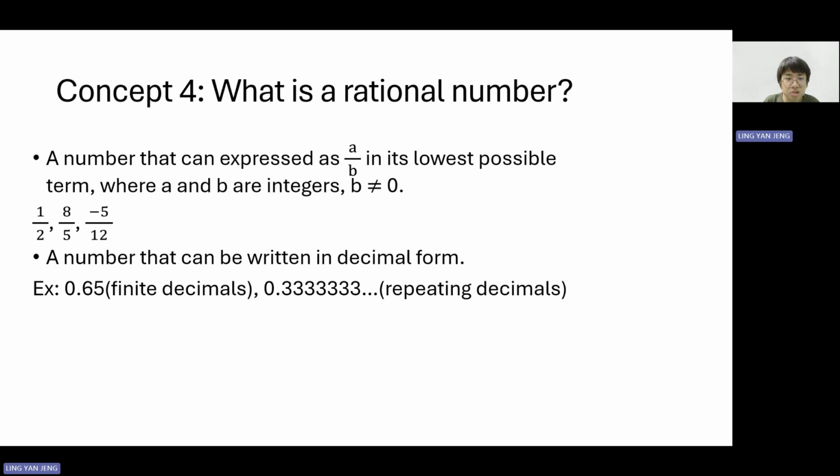And also, rational numbers must be numbers that can be written in decimal form, like finite decimals like 0.65, and repeating decimals like 0.3333, and so on.